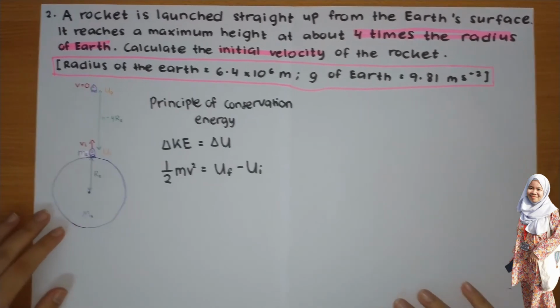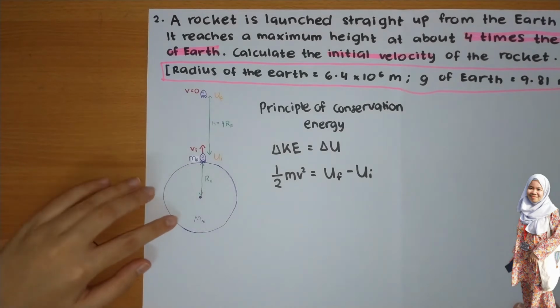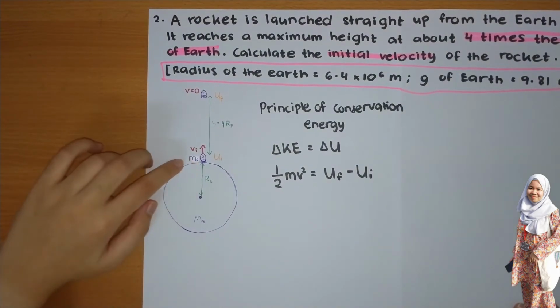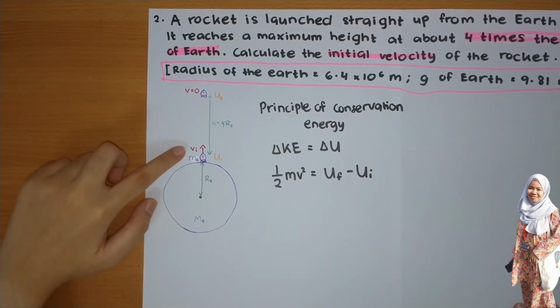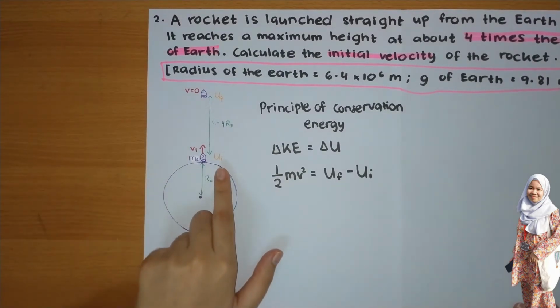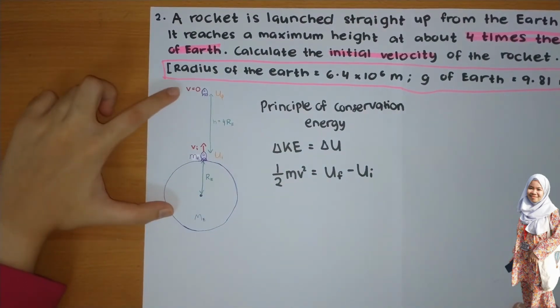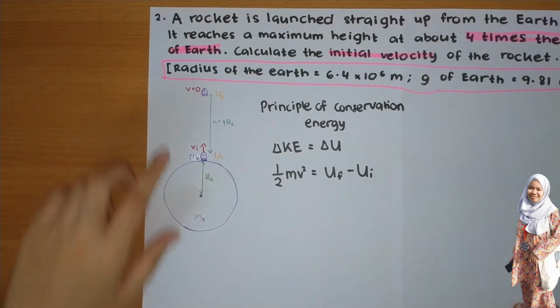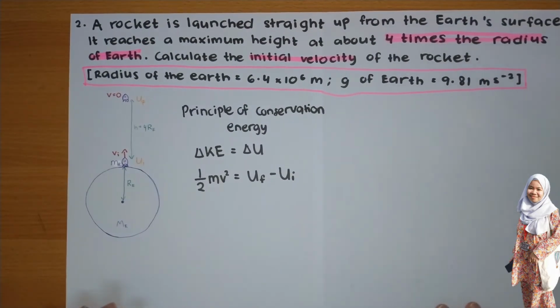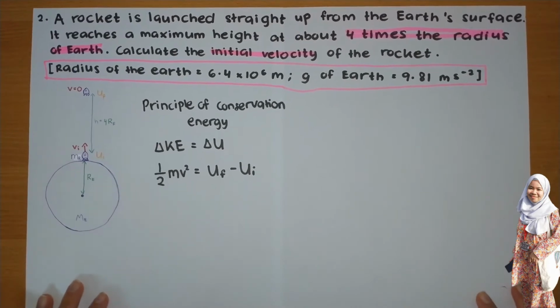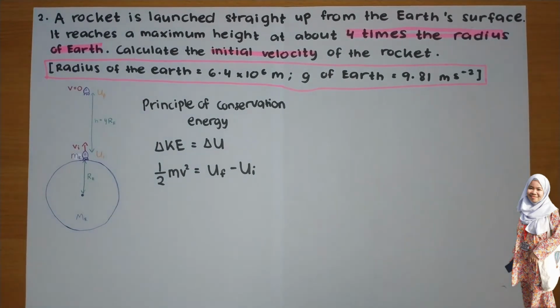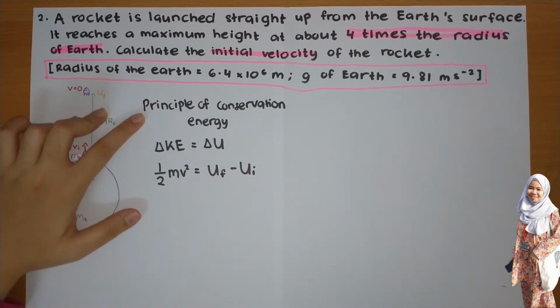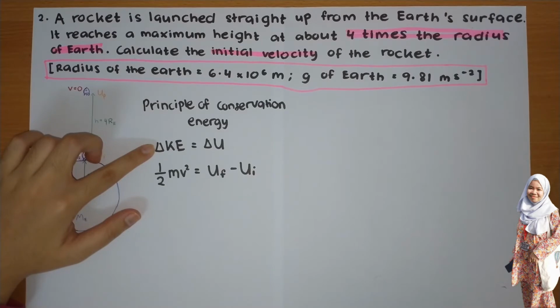To see this question more clearly, I drew the diagram. When the rocket is on the Earth's surface, there will be kinetic energy, because the rocket is moving. So there will be a velocity on the Earth's surface. However, at the infinity point, there is no velocity because there is no kinetic energy. So we only have 1 over 2 mv squared on the left hand side, equal to U final minus U initial.